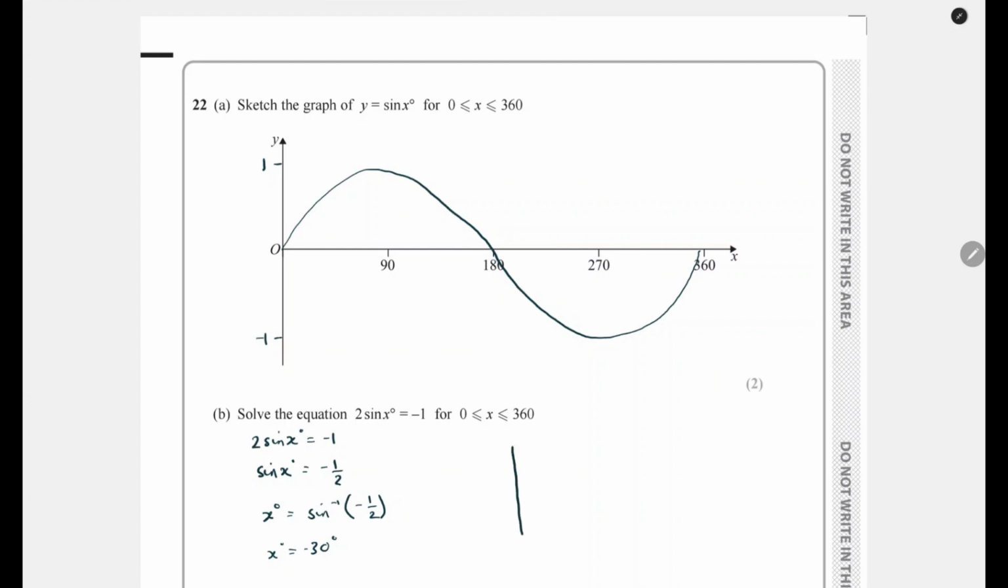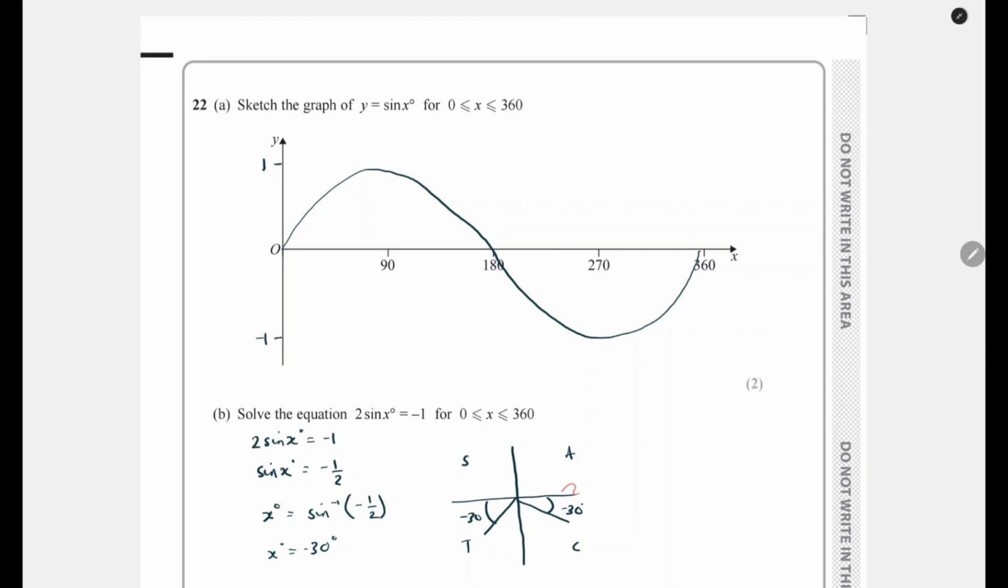We're going to use our CAST diagram to figure out what this value is going to be. And we need to know in which quadrants sine equals negative numbers. So it's going to be in the tangent quadrant here and in the cosine quadrant here.